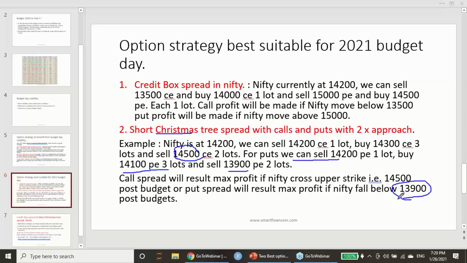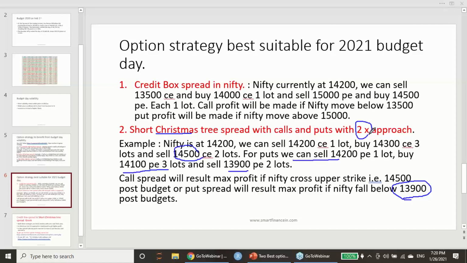You must ask me why there is an X and 2X approach. Can't you take the same X and X approach? The reason is that I am infusing some delta inside it. Since wider price oscillation is expected, by this use of 2x, though my net delta is 0, on the individual call side there is a positive delta, and on the individual put side I have some negative delta.